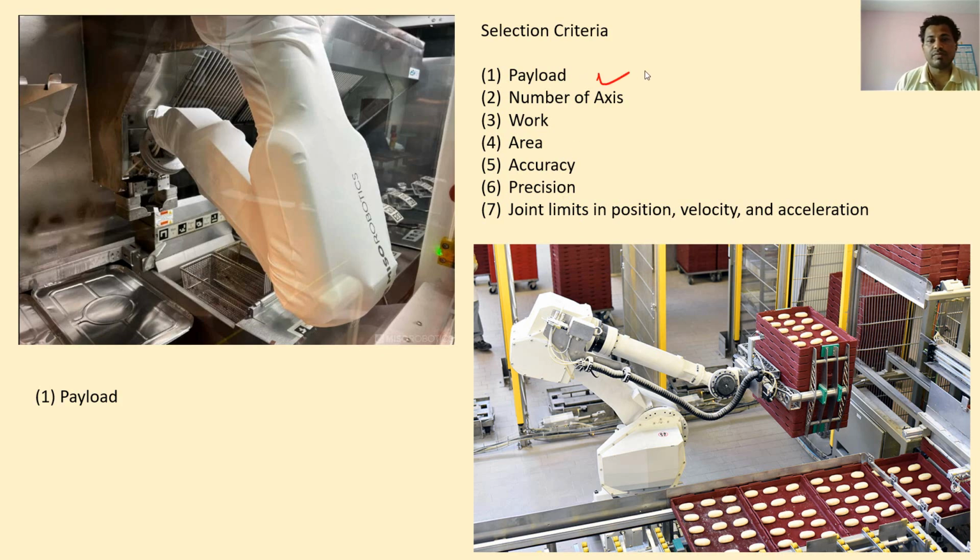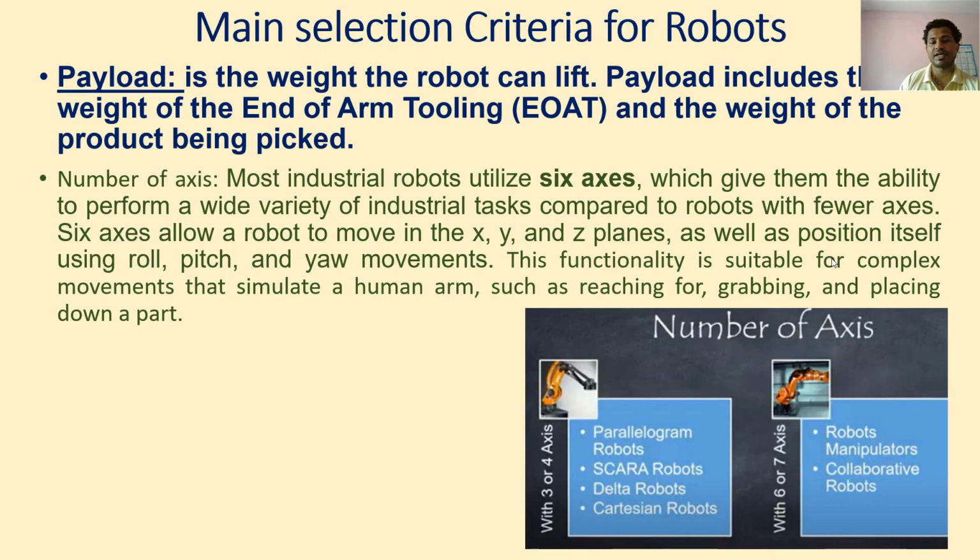There is payload, number of axes, workspace, accuracy, precision, and joint limits of position, velocity and acceleration. So the main selection criteria for robots: payload is the weight that the robot can lift. Payload includes the weight of the end of arm tool, EOAT, and the weight of the product being picked. Now, number of axes.